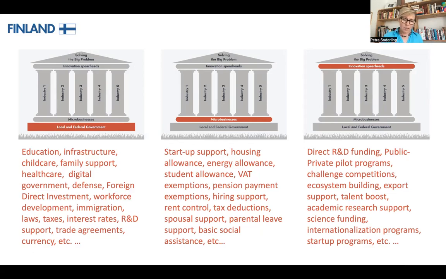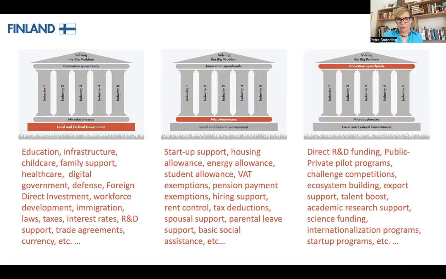So you have some direct startup support that the Finnish government is giving, for example. There are very nice allowances, housing allowance, student allowance. As a small company, you can be VAT exempt. You can be exempt from pension payments for some period of time, and there is hiring support, parental leave support. If you are a young parent and you want to start a company, or if you're a student and you want to start a company, it's easier in countries like this.